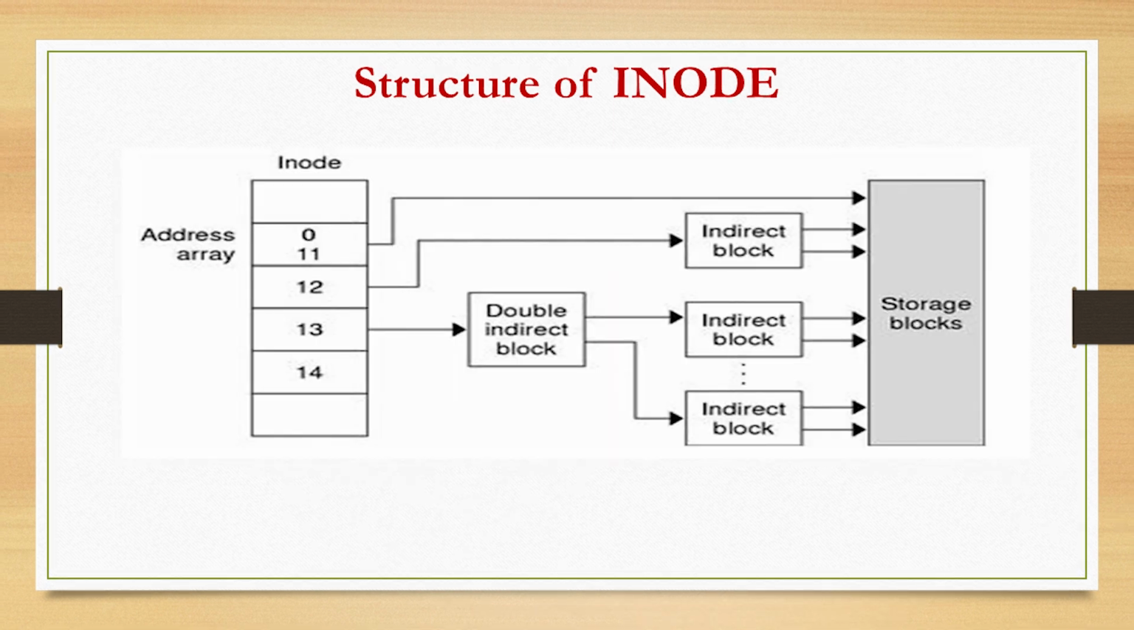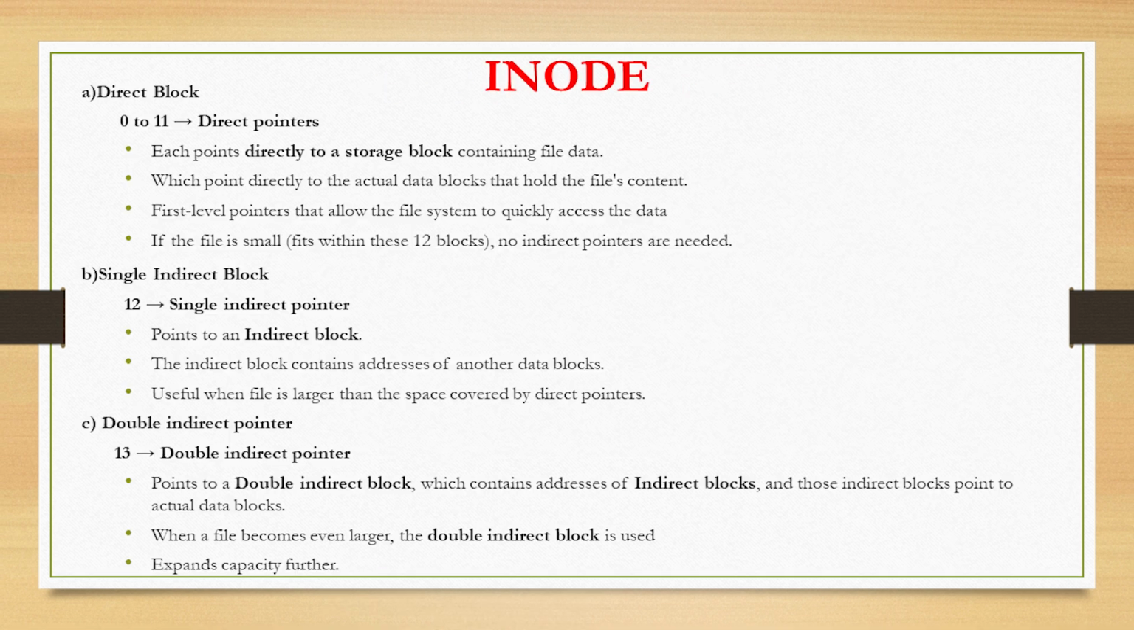There we have different blocks: direct blocks, single indirect block, double indirect block. We will see them one by one. The direct blocks are numbered 0 to 11. They contain the direct pointers. Each pointer points directly to the actual data block that holds the file content. These first level pointers allow the file system to quickly access the data. If the file is small, no indirect pointers are needed.